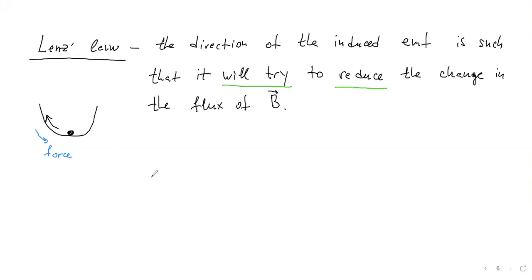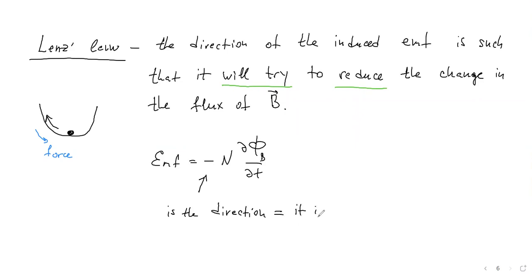So let's write it again. EMF equals negative number of turns, the derivative from the flux over time. So this negative sign is the direction. So this direction is against the change, the derivative. So if my flux is increasing, the derivative is positive, then the EMF will be negative in a sense.